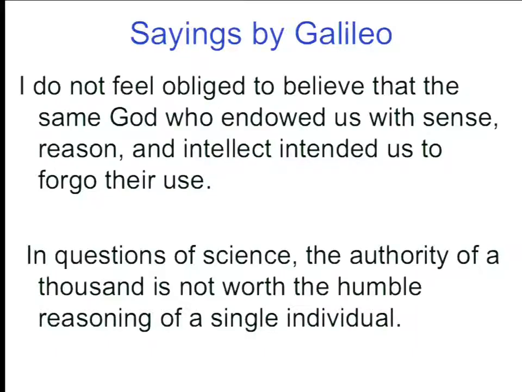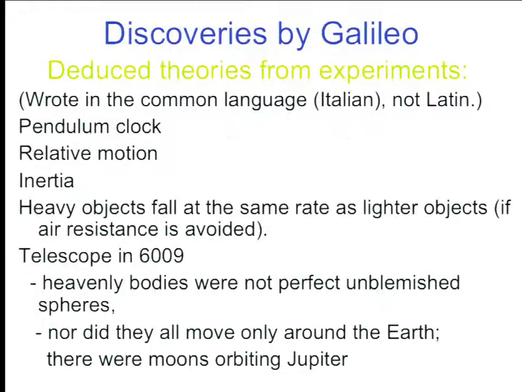And moreover, the thinking of the time was that everything revolved around the earth. The sun, the moon, everything. The earth was the center. And nothing could revolve around anything else, but here were moons going around Jupiter. So he said, in fact, that the earth was moving around the sun. That seemed to discourage people.